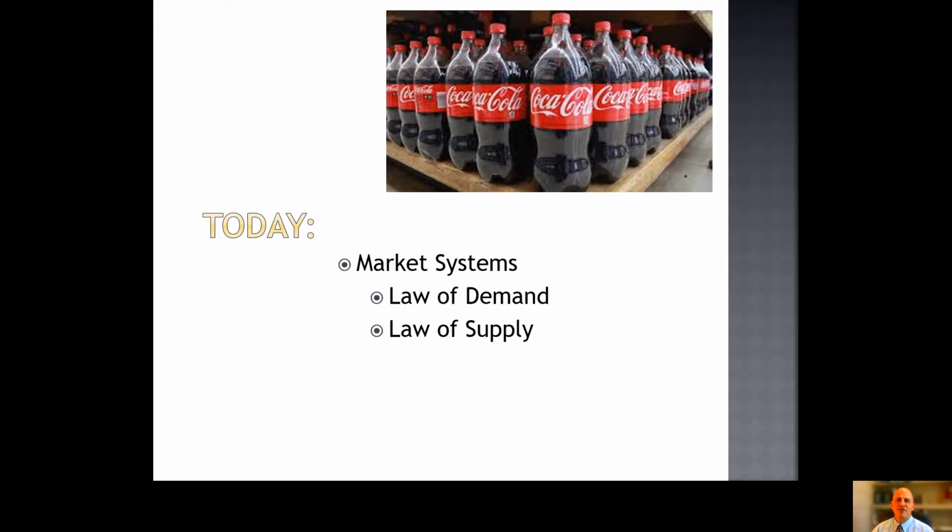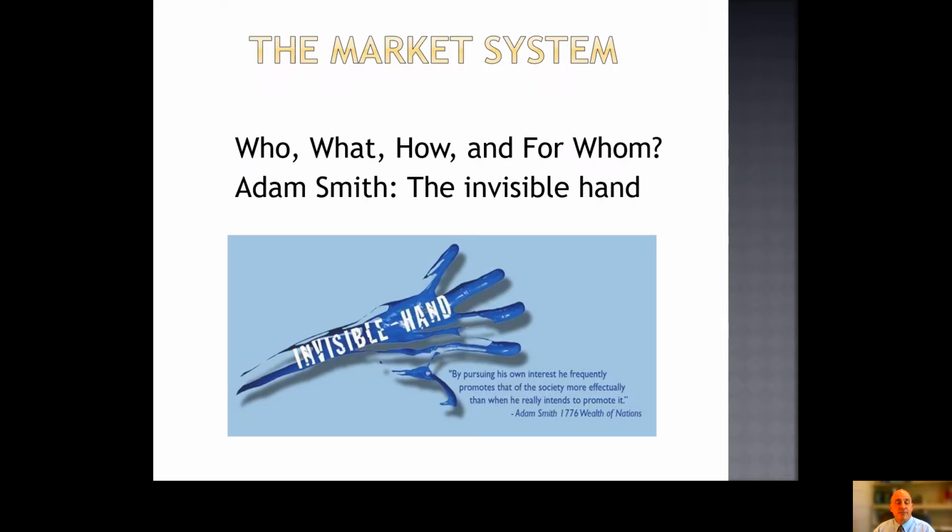Chapter 3 will introduce you to the foundations of the market systems. In particular, you will explore the law of demand and the law of supply and how those two laws interact with each other. Essentially, the market system is a way that we will answer several different questions, that being who will produce what, how will they produce those things, and for whom will they produce those things?